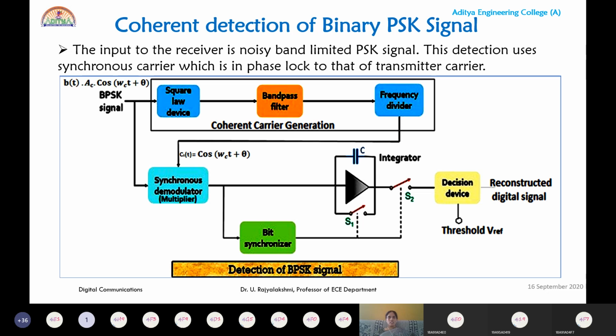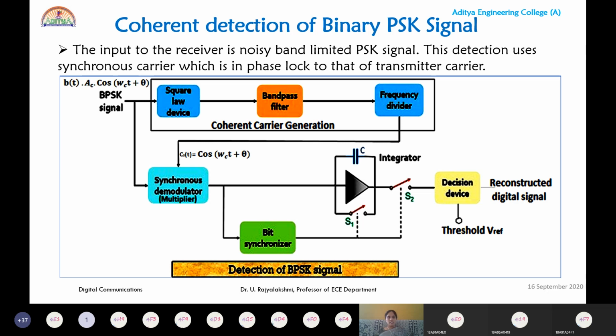Now this detection uses a synchronous carrier, because we already discussed that in coherent detection we have a synchronous carrier. How can we generate the synchronous carrier? We need to generate it from the received BPSK signal. In the earlier ASK case, we considered the carrier as cos omega ct without any phase deviation, because in ASK the phase is constant and only the amplitude changes. So we did not introduce any phase variation and multiplied the same expression with the BASK signal.